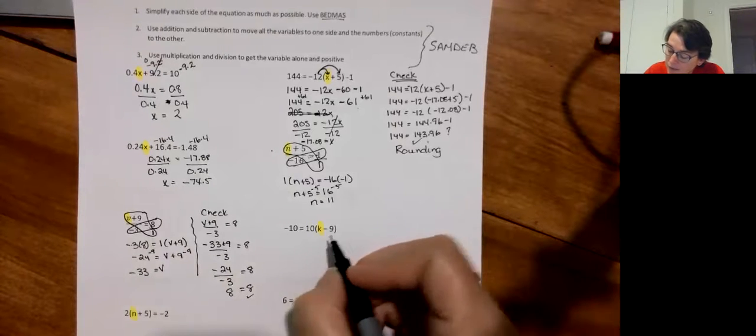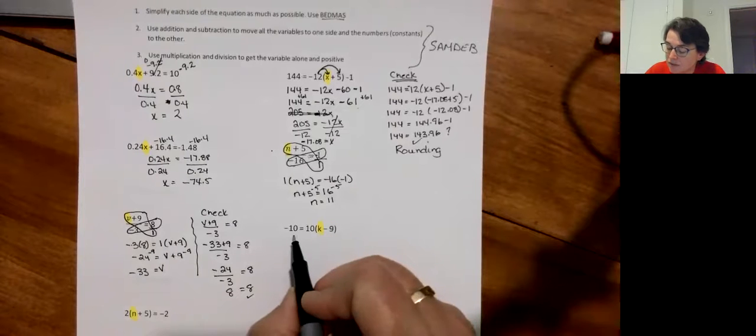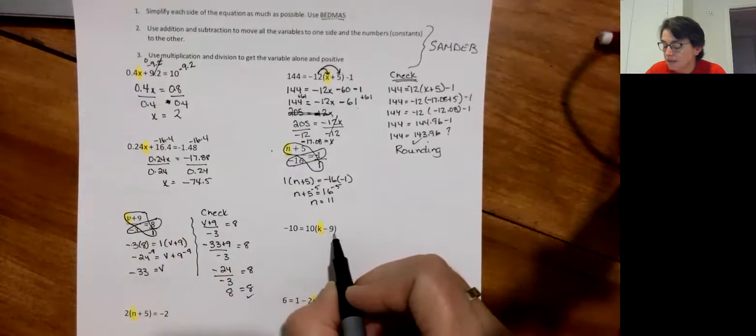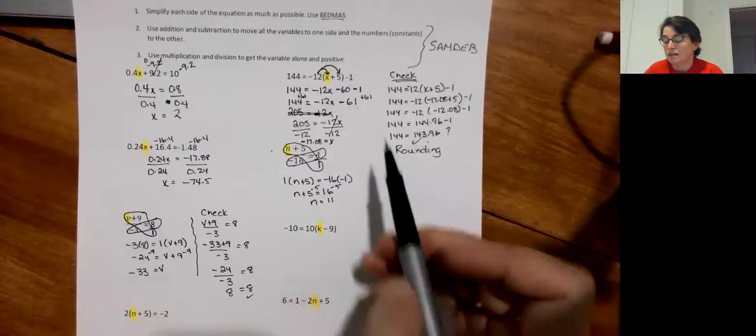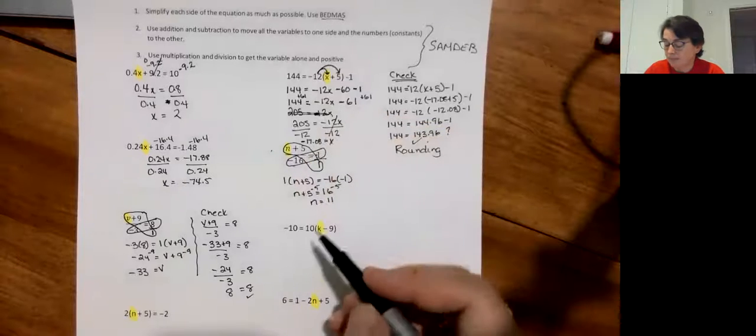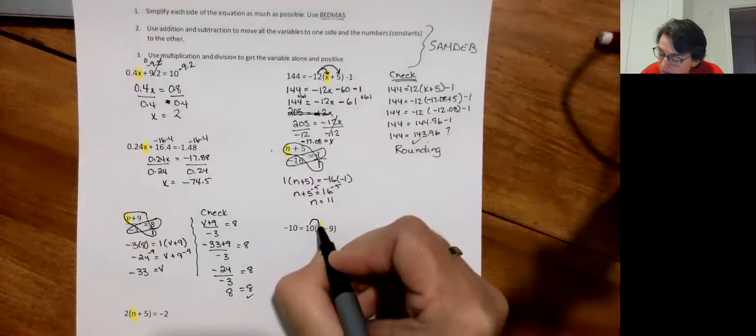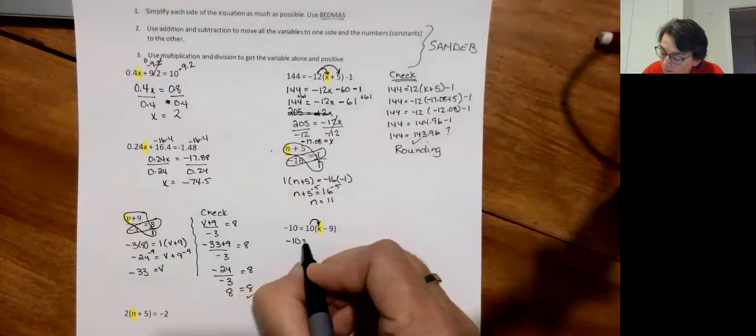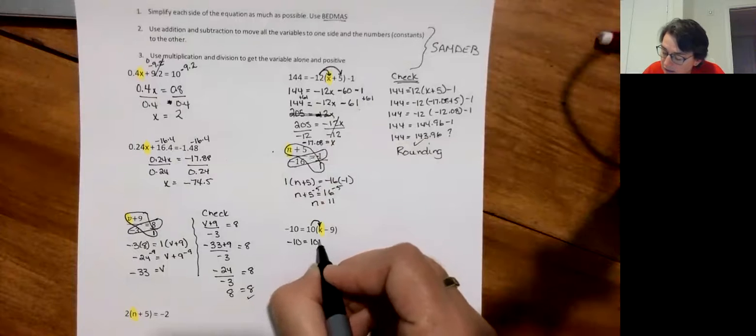Okay, next one. Oh, this one's got brackets. So we're gonna have to simplify first. There's nothing to do on the left-hand side here. We got 10 times k minus 9, but the k and the negative 9 aren't like terms, so I can't put them together. There's no exponents, there's no division, so multiplication, we're gonna use that distributive property to distribute that through. So minus 10 is equal to 10 times k, which is 10k.